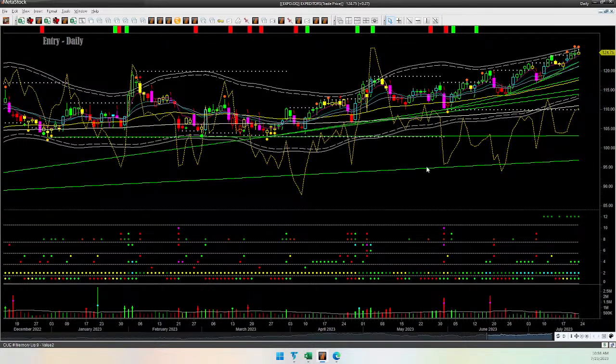This is EXPD, Expeditors. It is overbought. It is having a cluster of bearish indecisions. That is certainly a reason not to buy, but it has no short setup, and we have multiple trend lines nearby. So it is not going to give a short setup anytime soon. Too many trend line supports are nearby. So let's close this.